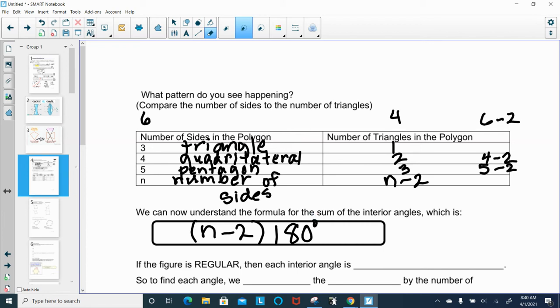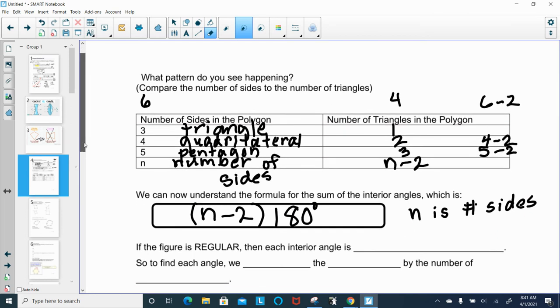And this is a formula to help us calculate the sum of the interior angles in any polygon, if you know how many sides there are. N is the number of sides, and I'm going to write that down here. N is the number of sides. Okay, so that's something we will say.